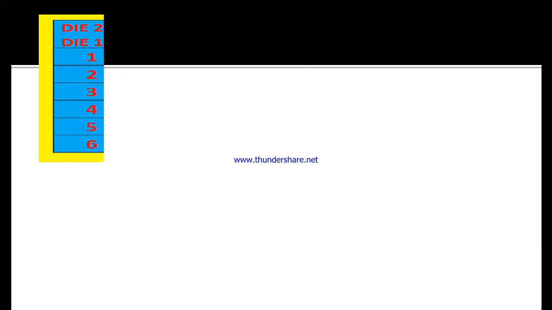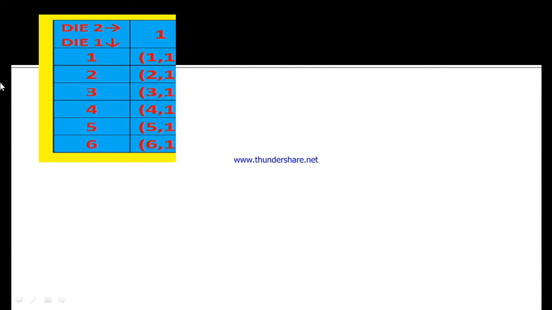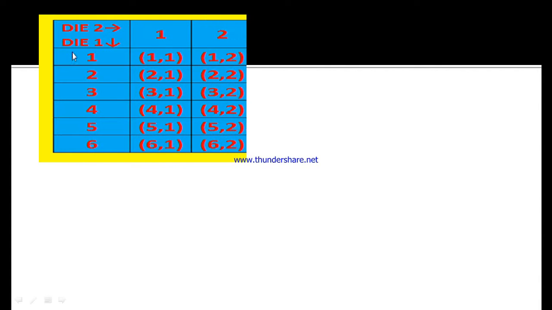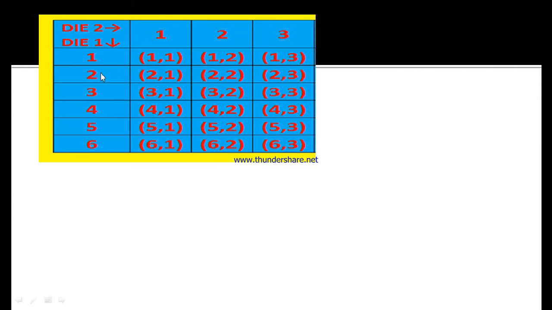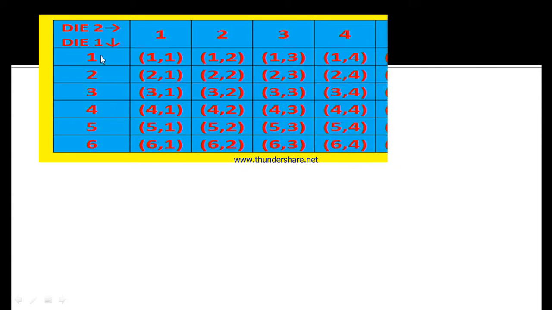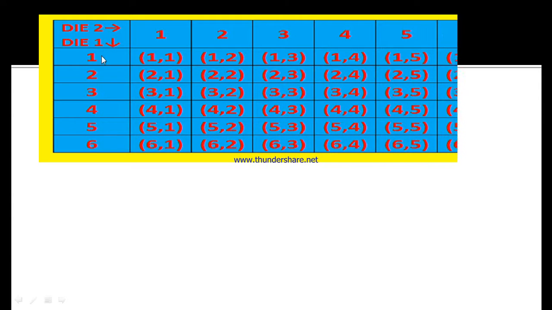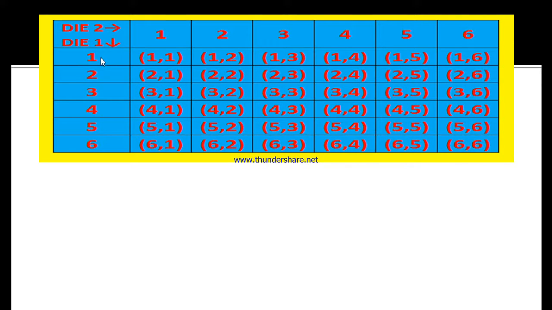Here, this is the solution. In order to solve this, we took a table. These are the scores on the first die. If you throw the first die, the scores may be 1, 2, 3, 4, 5 or 6. And on the second die also, you may get 1, or you may get 2, or the score may be 3, or you may get 4, 5 or 6. These are the scores on the second die and these are the scores on the first die.